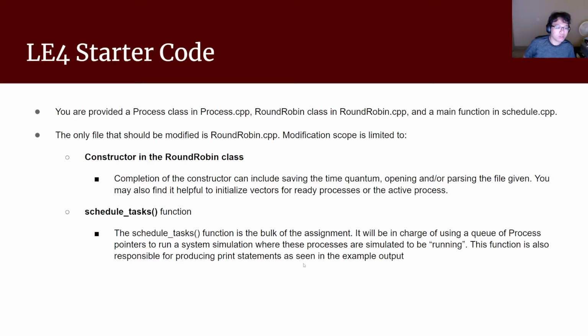Okay, so the starter code: you're provided with the process class in process.cpp, the round robin class in round robin.cpp, and the main function in schedule.cpp. The only file that you need to modify is round robin.cpp. Modification scope is limited to the constructor of the round robin class and the schedule task. A student asked me if they really need to change anything else. It's not necessary, but if you have to change something for debugging reasons, I guess you can, but it shouldn't take too long to do it.